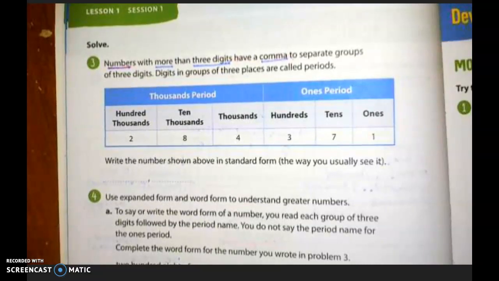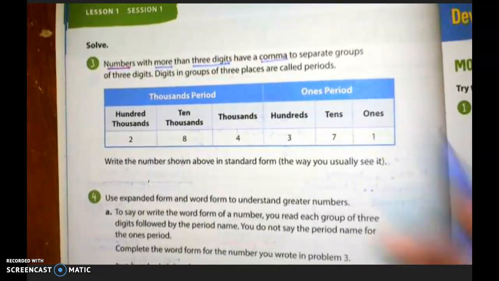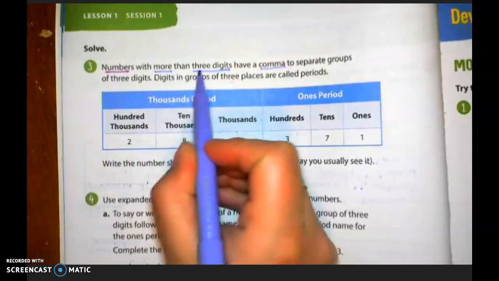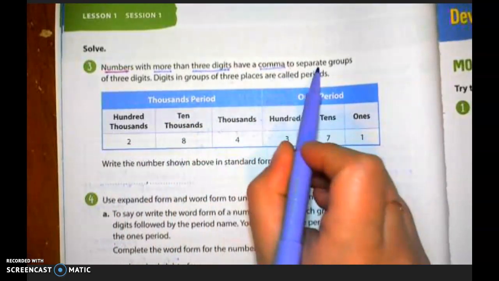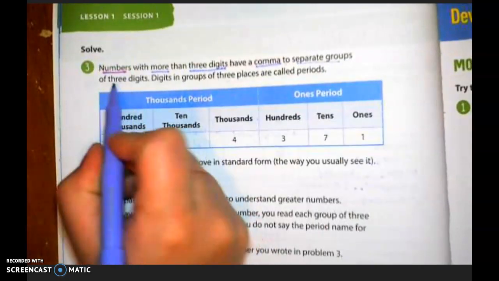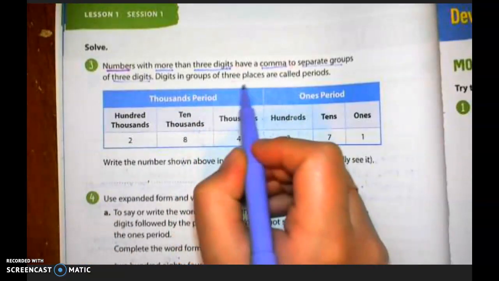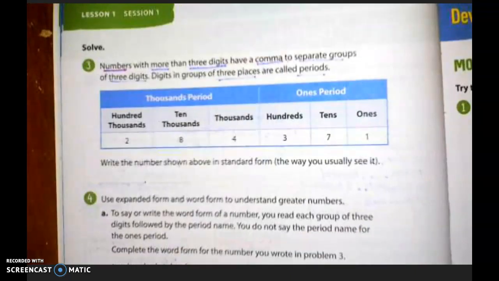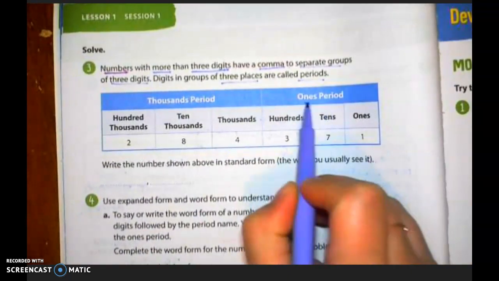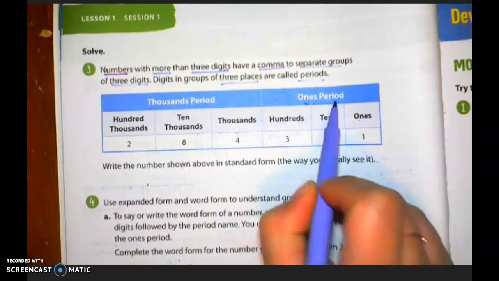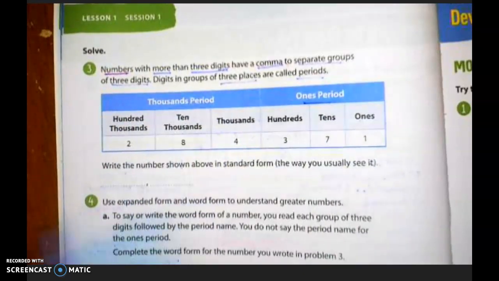Página 8 en el libro de matemáticas. Aquí dice, numbers with more than 3 digits have a comma to separate groups. So vamos a separar los grupos, ¿verdad? Of 3 digits. Digits, que son los números, in groups of 3 places are called periods. So aquí es el ones period, ¿verdad? Ones, tens, hundreds, this is one period. Y luego thousands period, ¿ok?